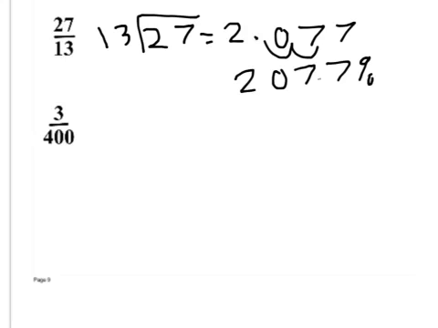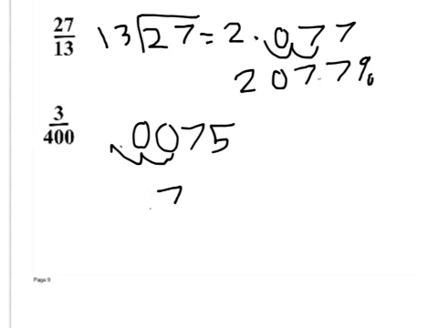207.7%. 3 over 400. I take 3 divided by 400, I get 0.0075. I move it 2 decimal places. 3 over 400 is 0.75%. Here's your homework.